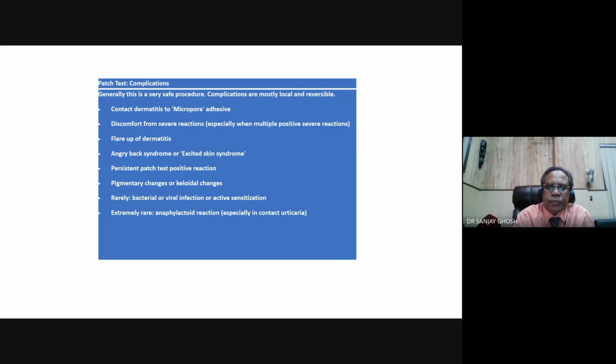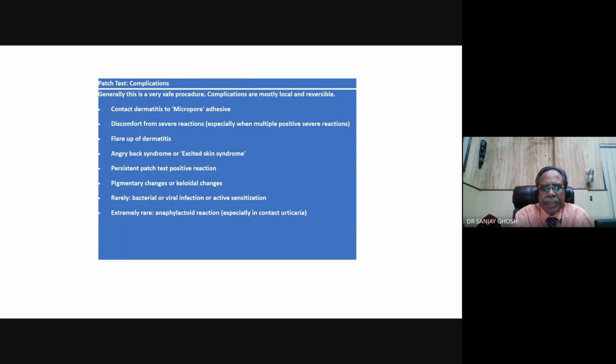Regarding contact, it is for Micropore adhesive. That's why we are using the company name. I'm telling you, 3M, that is an American company. That adhesive is better. Other leukoplasts you can't rely on. And sometimes there is discomfort. Sometimes the dermatitis can be explained. It's a recall reaction. Angry back, I already told, or excited skin syndrome.